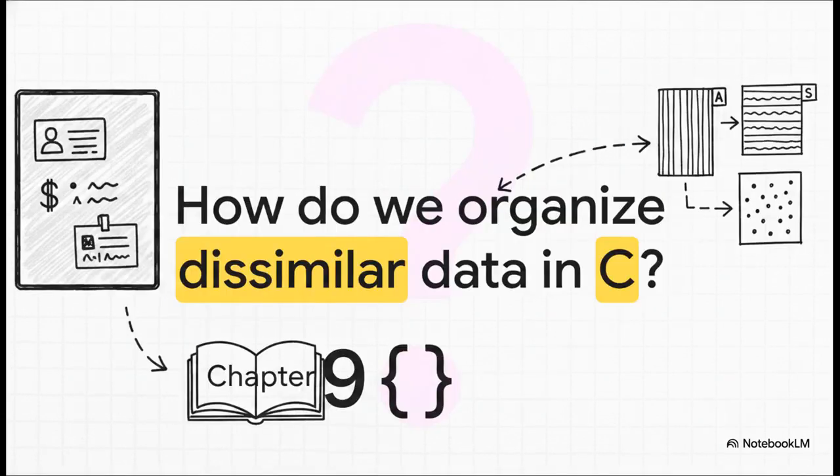Before we go, I want to leave you with a little puzzle to think about. We know that arrays and strings hold similar data types, right? They are either all integers or all characters. But what if we want to build a profile for a company employee that includes an integer for their ID number, a float for their salary, and a string for their name? How on earth do we group dissimilar data together in C? Well, that is exactly what we are going to uncover in Chapter 9 when we explore structures.